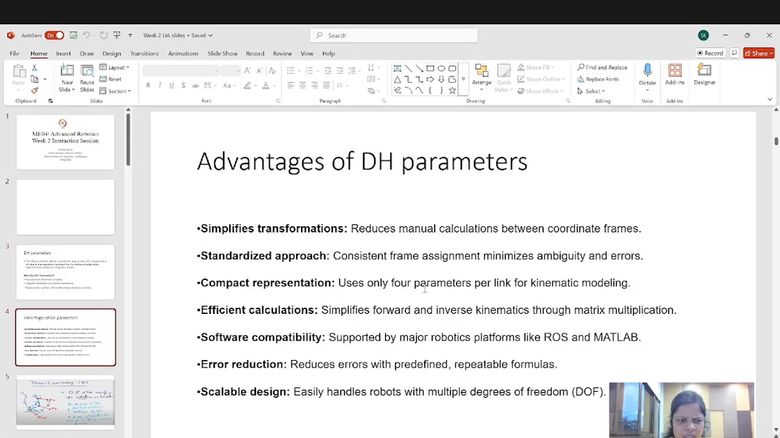The advantage of this DH parameter is that it simplifies transformations, meaning you have less manual calculation to go from one coordinate frame to the other. It is a standardized approach, so it has consistent frame assignment.